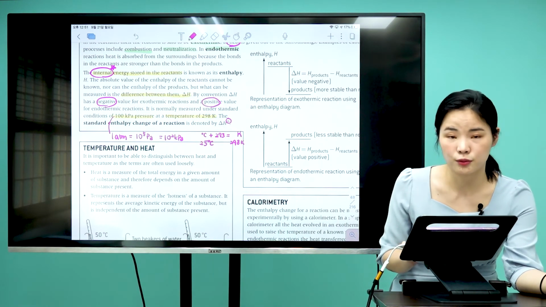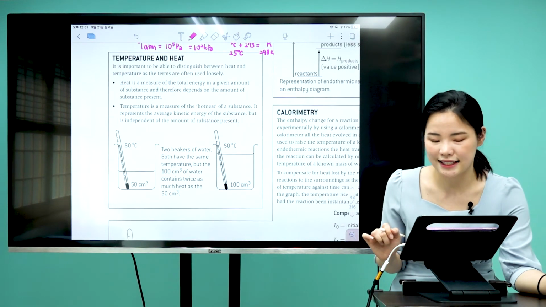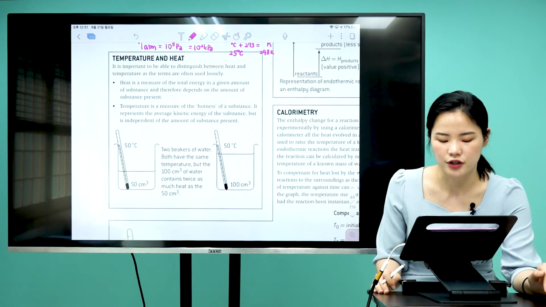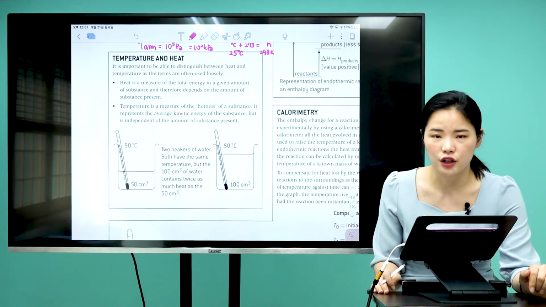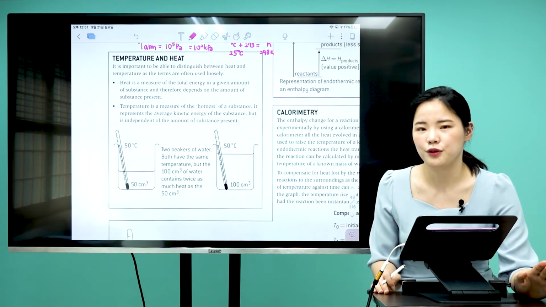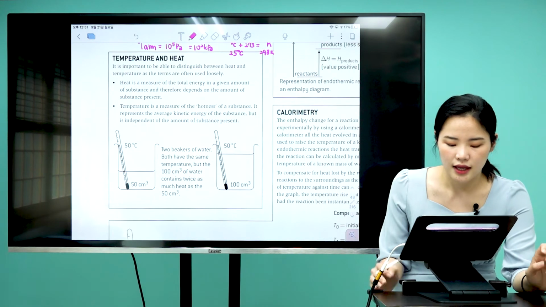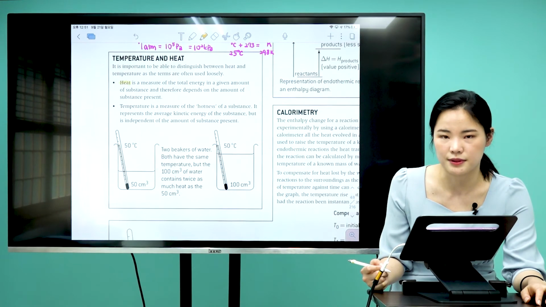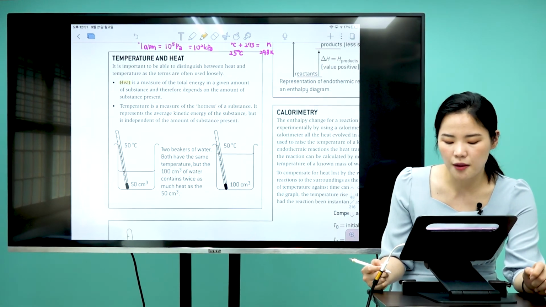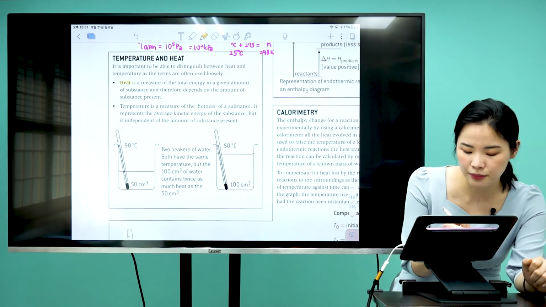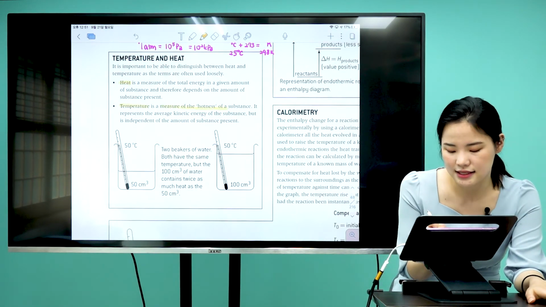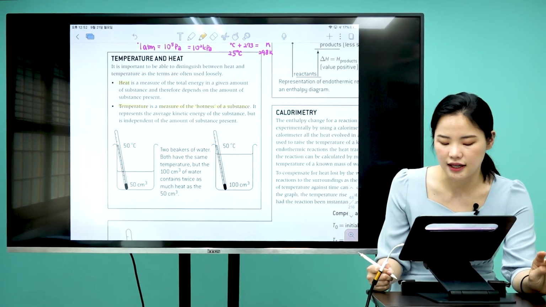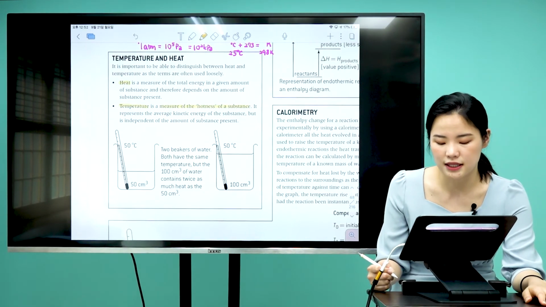Cool. So moving on to temperature and heat, it is important to be able to distinguish between heat and temperature, as the terms are often used loosely. But in chemistry, we have to define and correctly use the terms. Heat is a measure of total energy in a given amount of substance, and therefore depends on the amount of substance present, while temperature is a measure of the hotness of a substance. It represents the average kinetic energy of the substance, but it is independent of the amount of substance present.